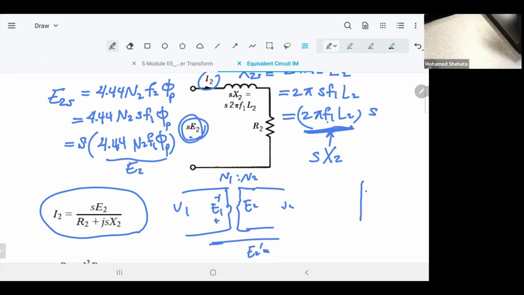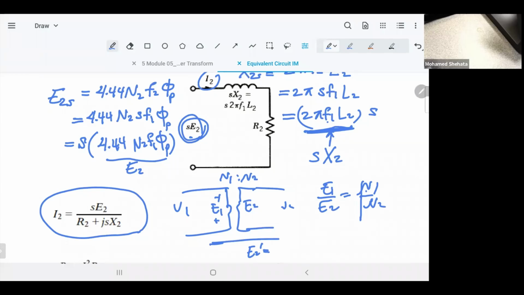In the transformer, E2 dash will be equal to E1 because you multiply by the turns ratio, because you know E1 over E2 is equal to N1 over N2. So E1 is equal to E2 times N1 over N2. So, I mean, you can do it.